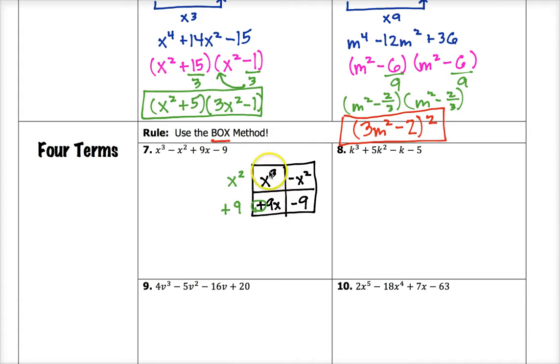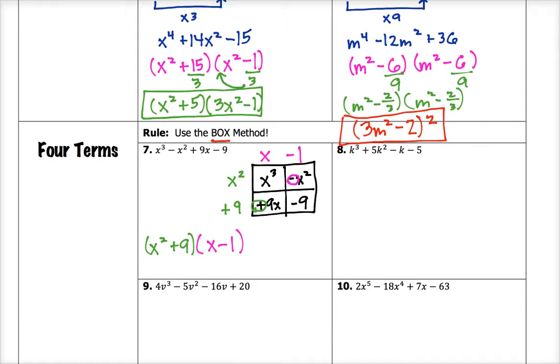In my first column, x cubed and 9x, the GCF is x. And in this column, it's going to be a negative. Make sure you follow this sign. And the only GCF you can take out is a 1. So this factors into x squared plus 9 times the quantity x minus 1. There's no difference of squares. There is a sum of squares, but that won't factor, so this is your final answer.